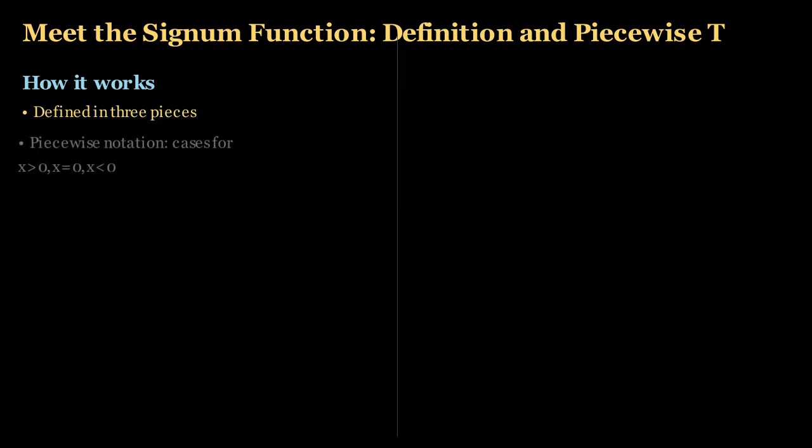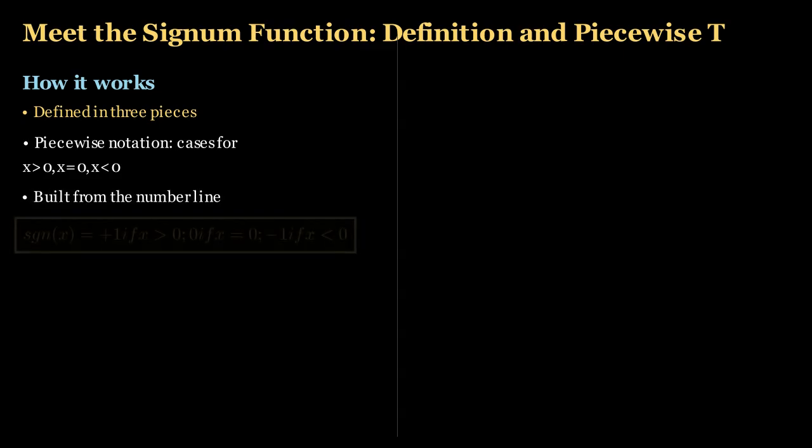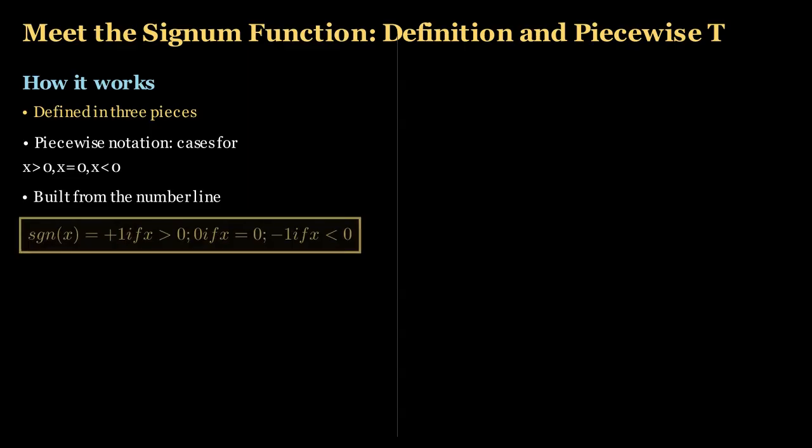You can picture this as a decision tree. The function first asks, is the number positive? If yes, answer +1. If not, it asks, is it 0? If yes, answer 0. The only remaining possibility is that it's negative, so the answer is -1. This three-branch logic comes directly from our earlier idea of the number line being split into positive numbers, 0, and negative numbers.